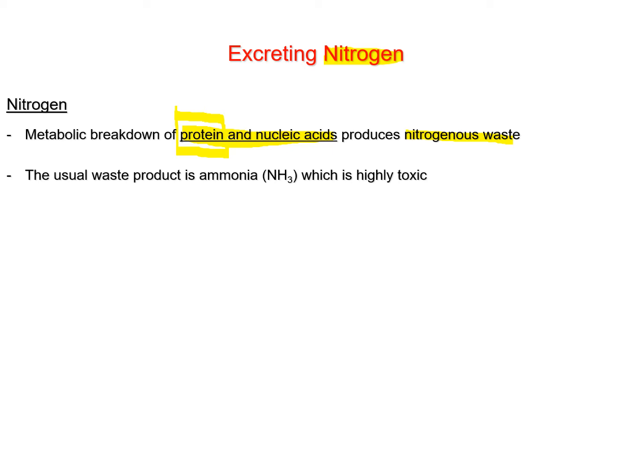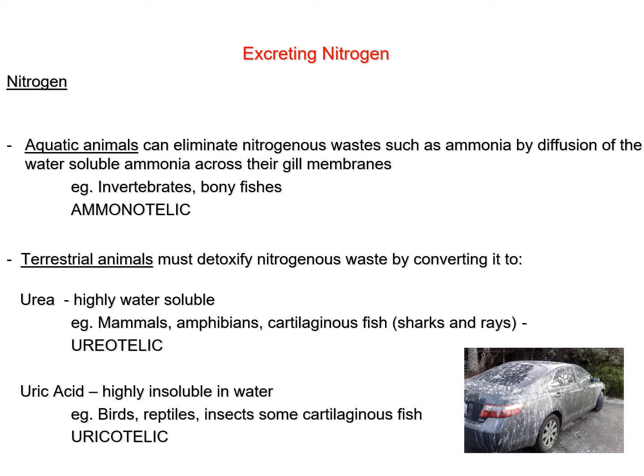Initially, it's produced as ammonia. However, ammonia is highly toxic, and then it's converted, at least in mammals, to urea. Okay. Now, different animals, as I said earlier, depending upon the environment they live in, produce nitrogenous waste in different forms.